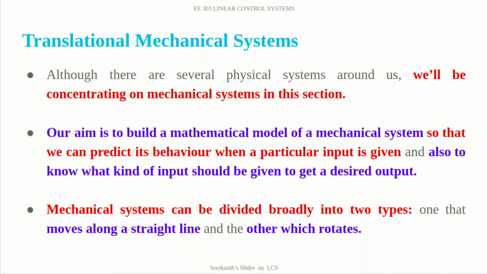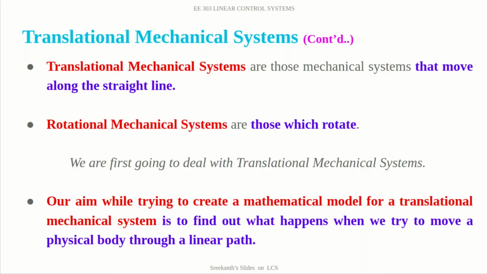Now, mechanical systems can be divided broadly into two types: one that moves along a straight line and the other which rotates. Translational mechanical systems are those that move along a straight line, whereas rotational mechanical systems are those which rotate. We're first going to deal with translational mechanical systems.